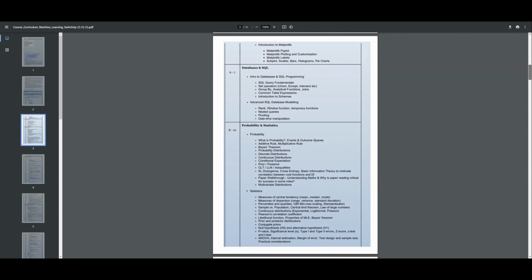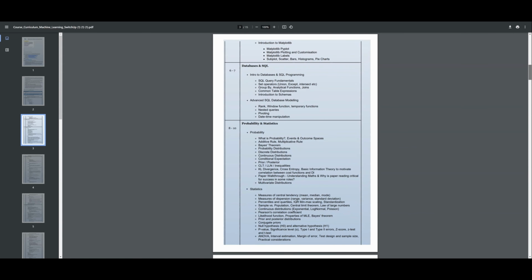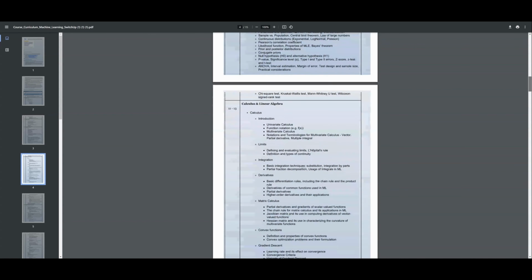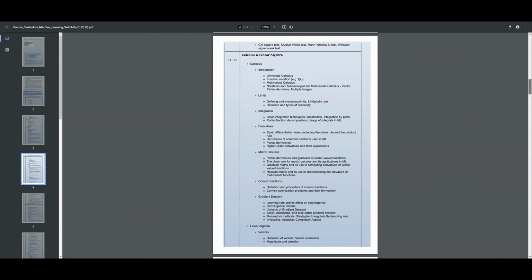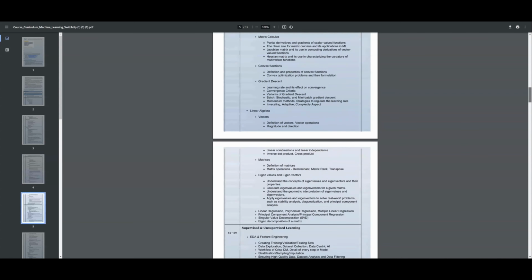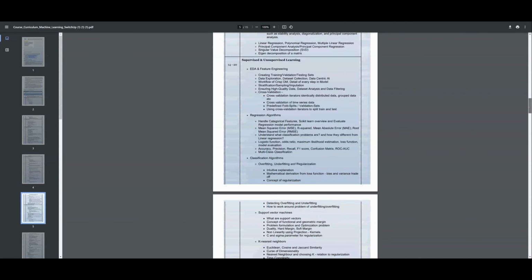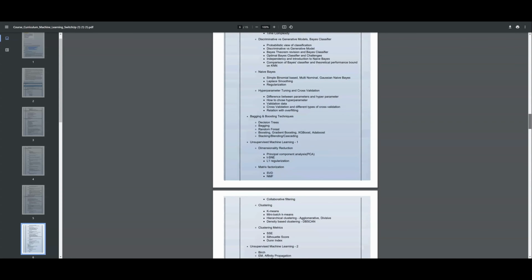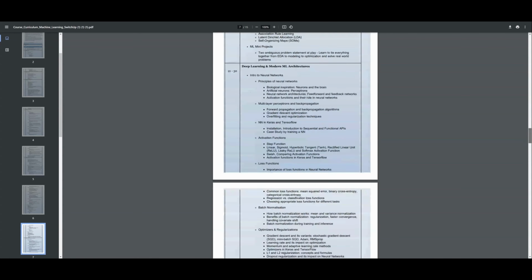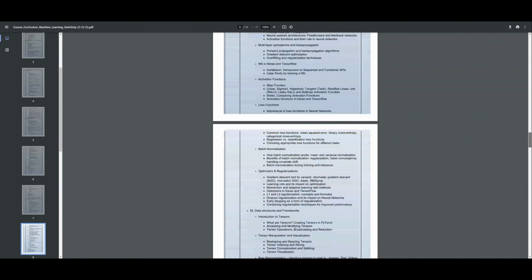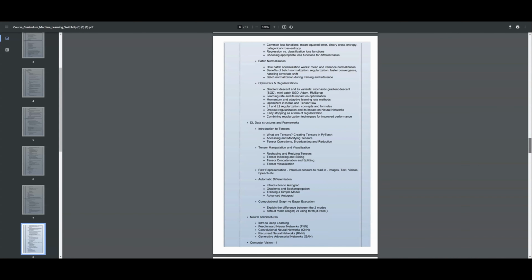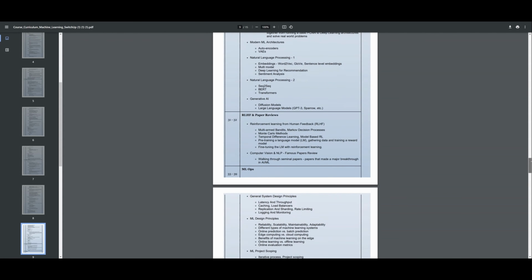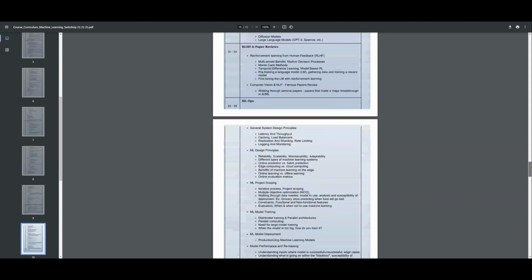2 weeks, Databases and SQL. 3 weeks, probability and statistics. 3 weeks, calculus and linear algebra. 7 weeks, supervised and unsupervised learning. 10 weeks, deep learning in modern ML architectures. 2 weeks, RLHF and paper reviews.